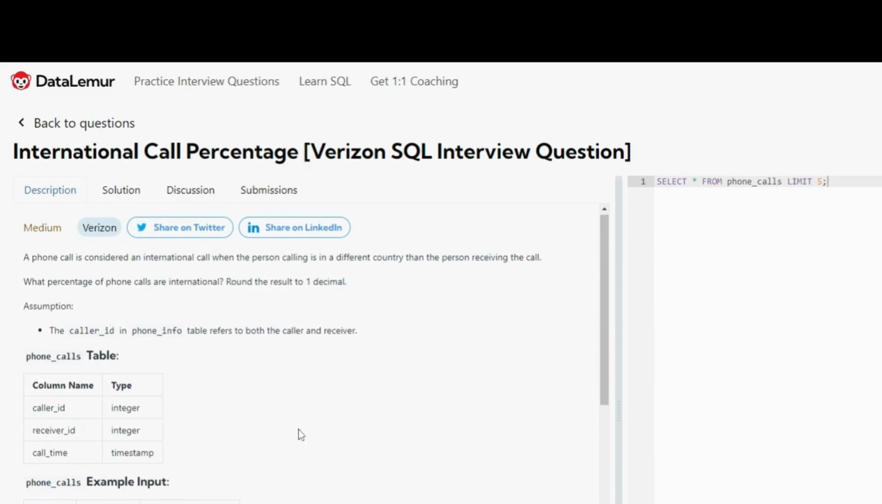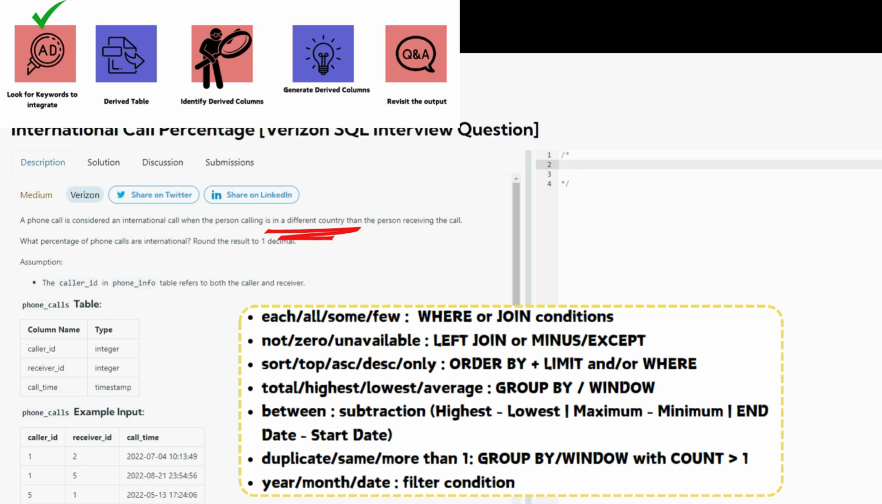Okay, it's a very small question, so we'll start with our usual process of determining the keywords. So just 2 lines of question. A phone call is considered an international call when the person calling is in a different country than the person receiving the call. So keyword for me here is different, which means some kind of inequality will be there. This inequality could be using the inequality operator, or it could be using left join with null, just to show that okay, some record exists in one and does not exist in another.